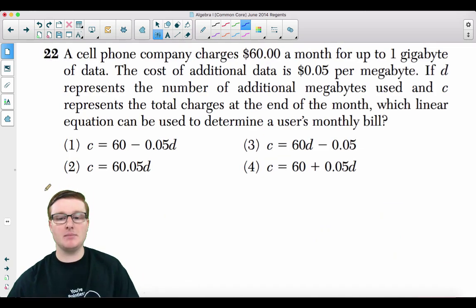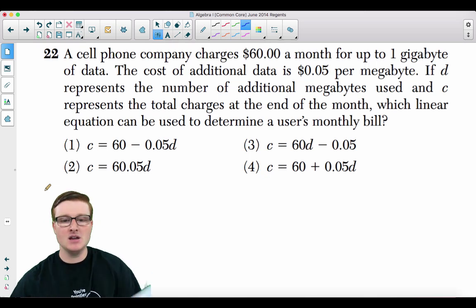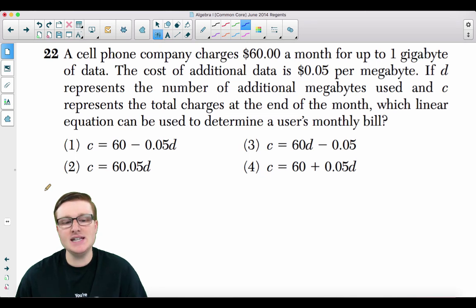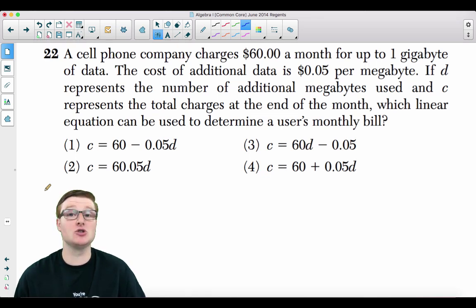22. A cell phone company charges $60 a month for up to 1 gigabyte of data. The cost of additional data is 5 cents per megabyte. If D represents the number of additional megabytes used and C represents the total charges at the end of the month, which linear equation could be used to determine a user's monthly bill?